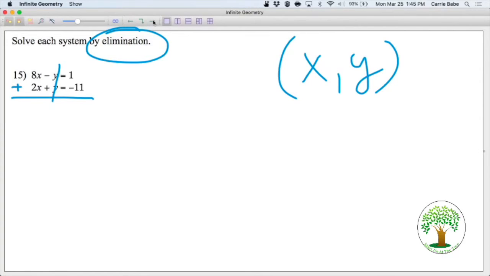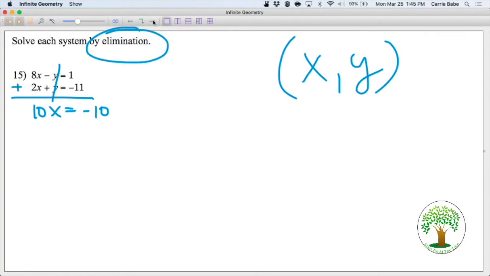This week every single one of them will just cancel automatically. I will show you what happens when they don't cancel next week. All right? We're going to add those up. This is 8x plus 2x is 10x. Bring down my equal. 1 and negative 11 add up to be negative 10.